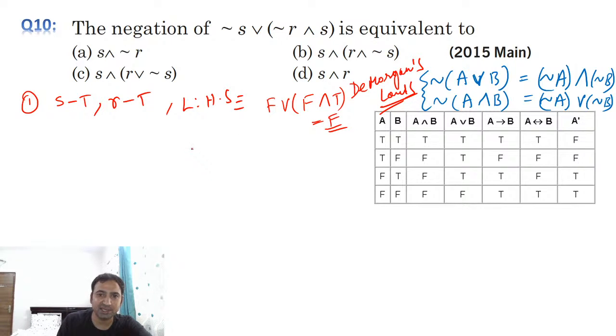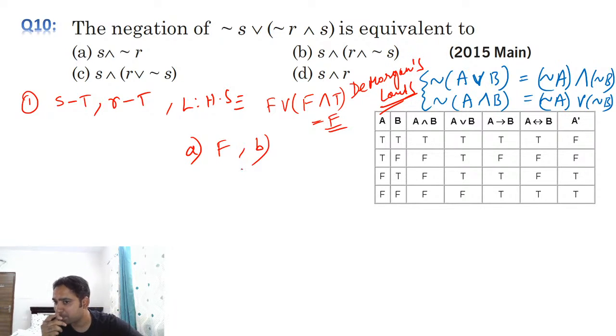Let's verify option A. Option A is becoming false. Okay, maybe option A is correct. Let's go to option B. Option B, if you calculate, true and false is equal to false only. Maybe option B is also fine. What about option C? Option C also we're getting false. Maybe option C can also be the answer.